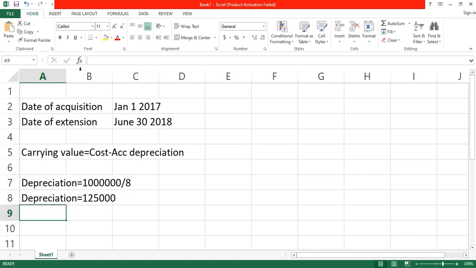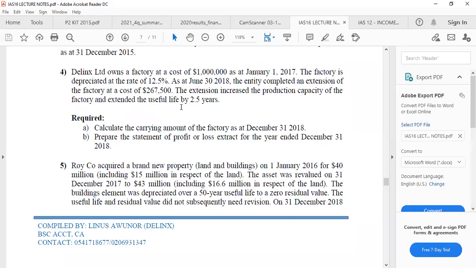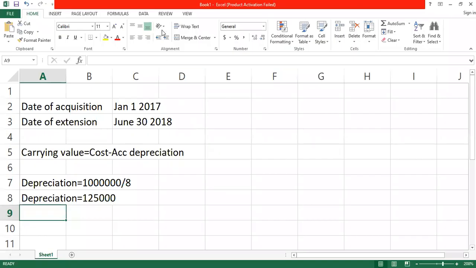Yes. But how many years did we use the asset? We bought the asset on January 1, 2017. We did the extension on 30th June. So how many years after the acquisition did we do the extension? 1.5, so 18 months. So we have to find the depreciation for the 1.5 years. We are looking for the carrying value. If 1 year is 125,000, half a year will be how much?